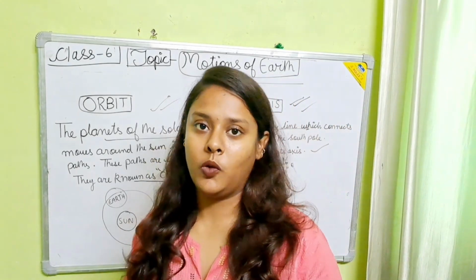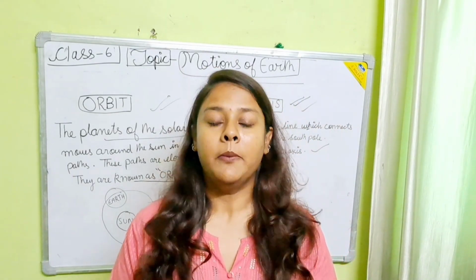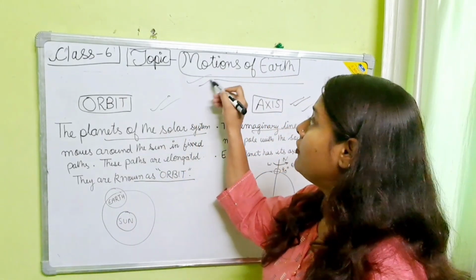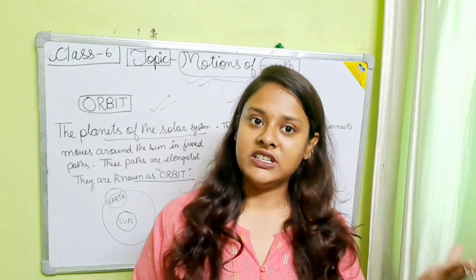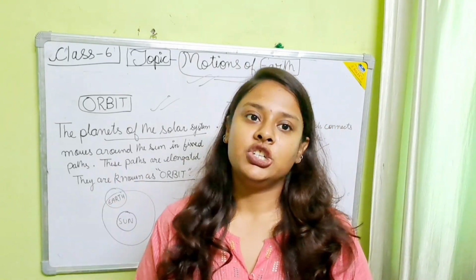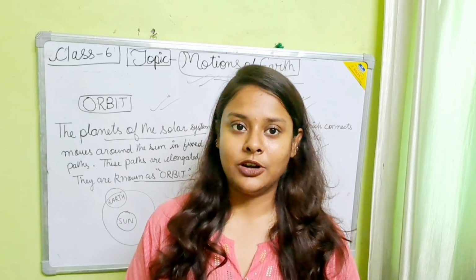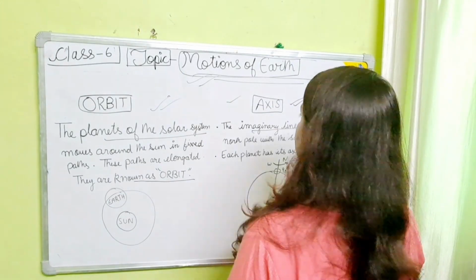I hope now it is clear what is an orbit and what is an axis, because in this chapter we are going to discuss the motions of Earth. So I thought I should give you a brief introduction of what is axis, because this entire chapter is going to revolve around it. Now we are going to start with our chapter, that is Motions of Earth.